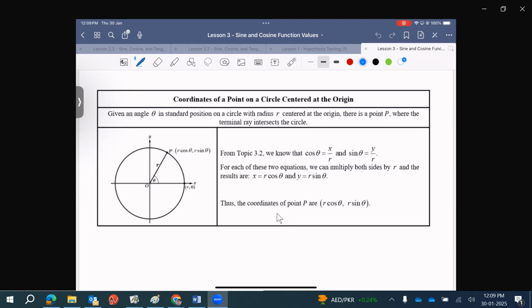Given the angle theta in standard position on a circle with radius R centered at the origin, there's a point P where the terminal ray intersects the circle. We can see that here in the diagram. We call it the unit circle if R is equal to 1. But here, R isn't equal to 1, it's equal to R. So the coordinates of the point are going to be R cos theta and R sin theta.